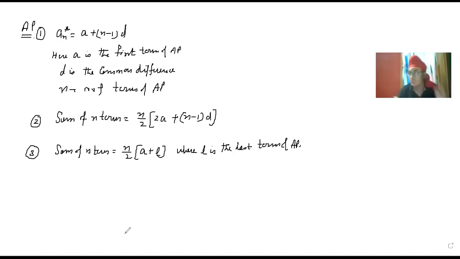So on the basis of these results, I am going to start with the questions. The first example, example 4. Swarit, I hope you have noted. Yes, sir.